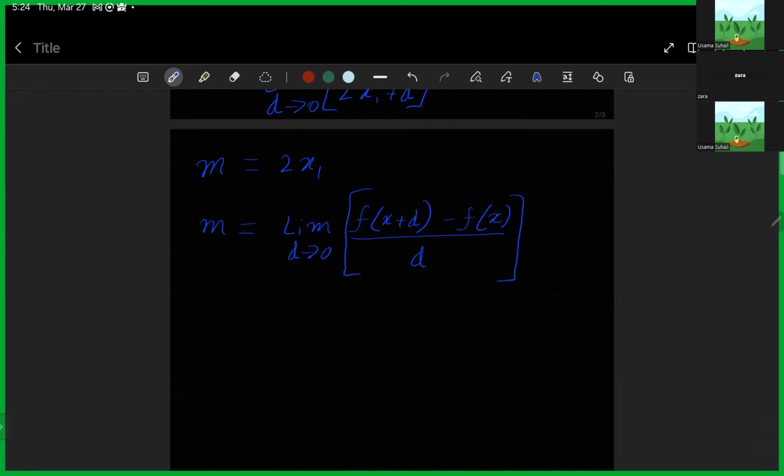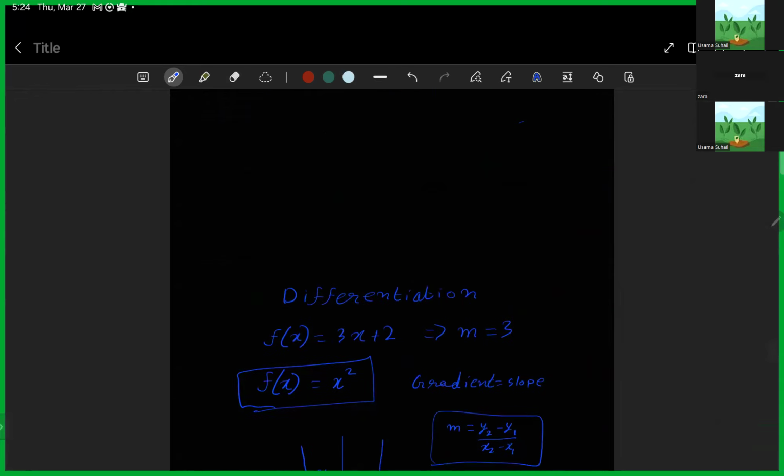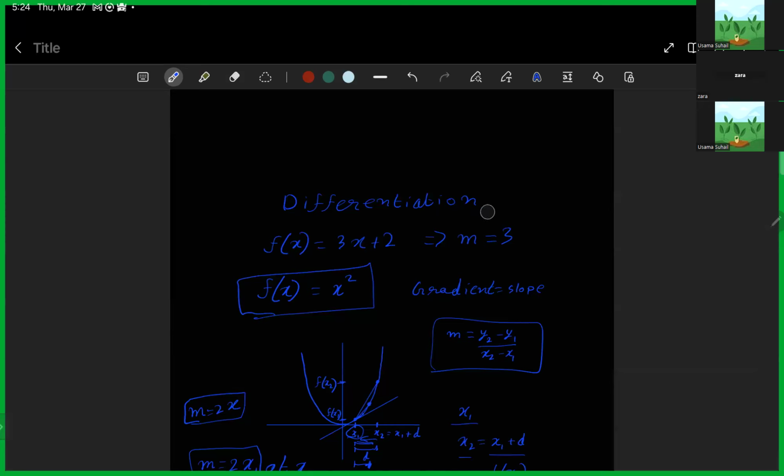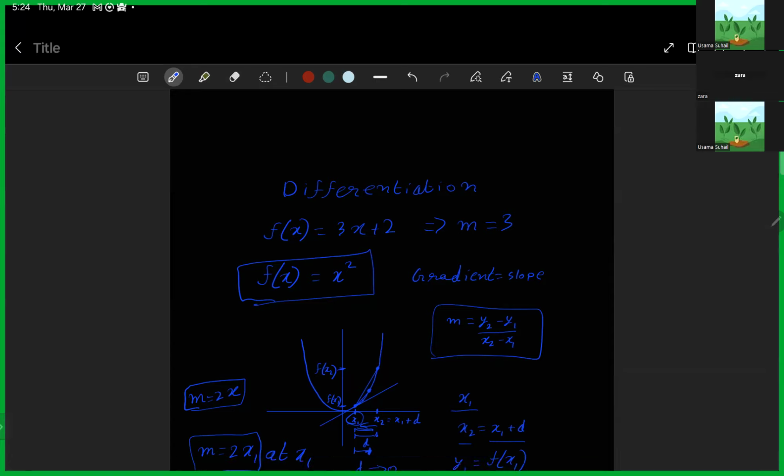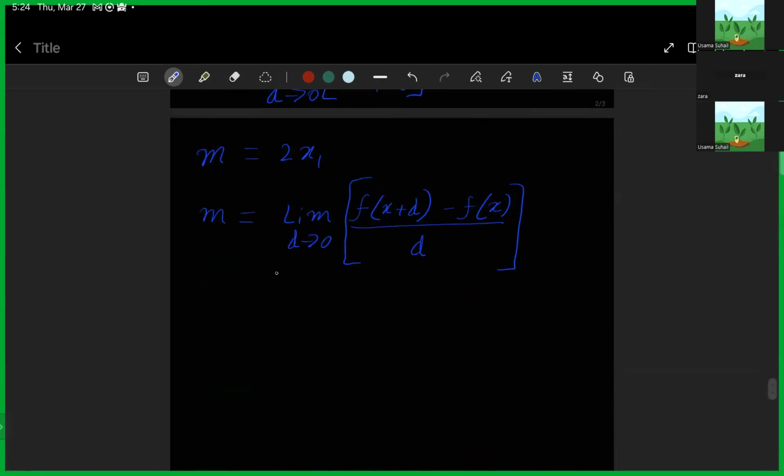And as I defined at the very start, differentiation is essentially finding the gradient of a curve at some specific point. So this, in fact, is called the first principle of differentiation.